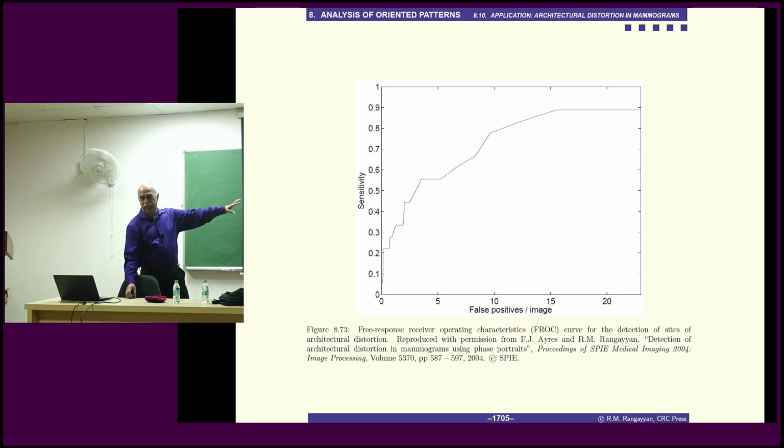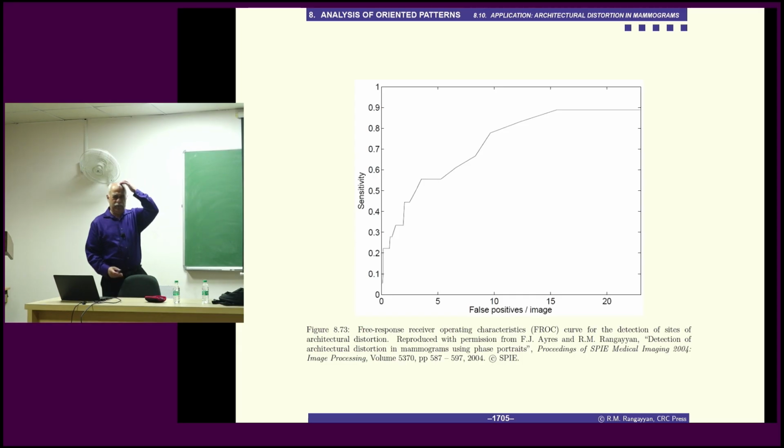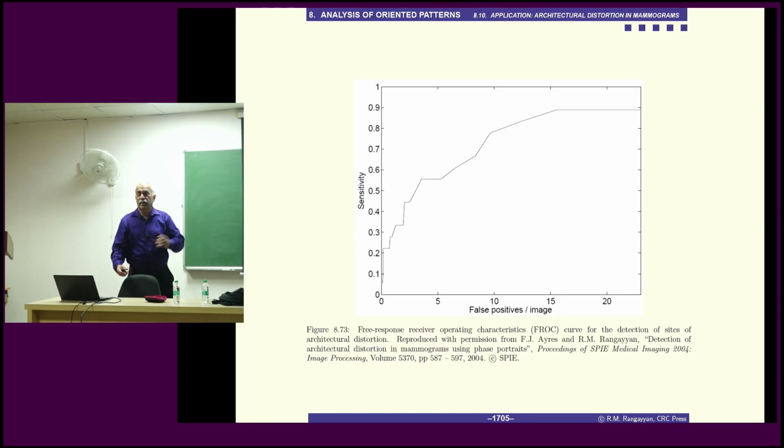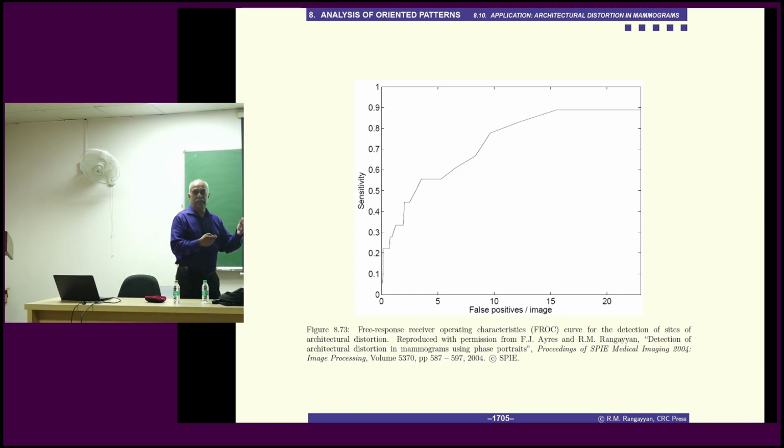This is the initial stage of our research work on architectural distortion by Fabio Ayres, which was 22 years ago, 2003, 2004, if I remember. Later on, Shantanu Banik did some work on this and we got better results. I'll show you that in my seminar, perhaps on the last day. But this is how research work starts.